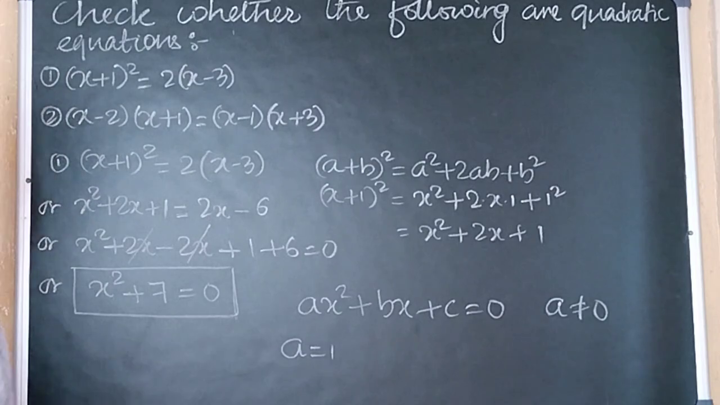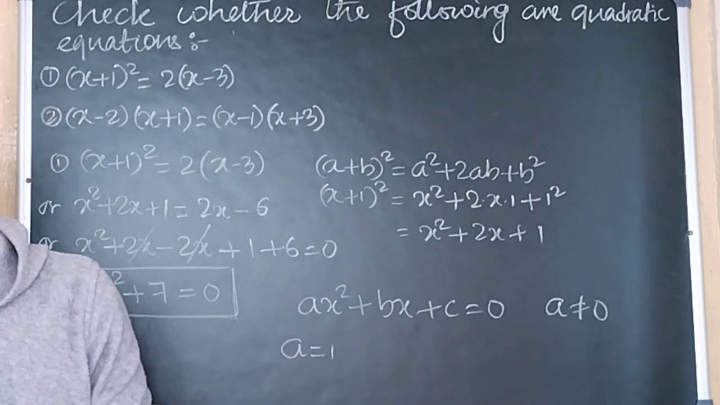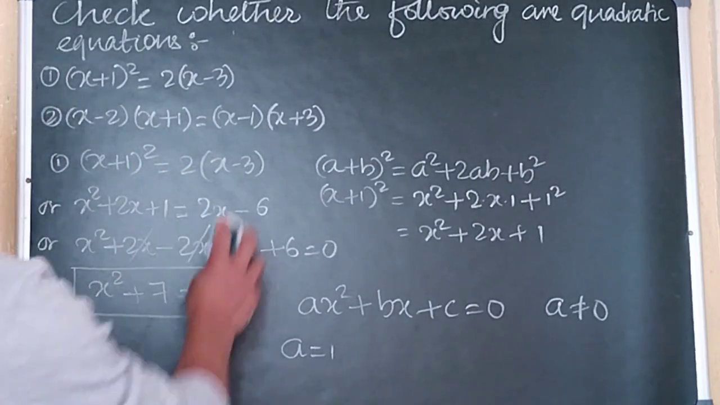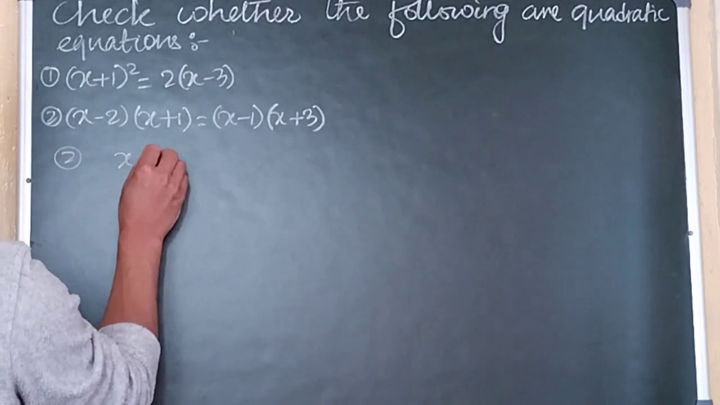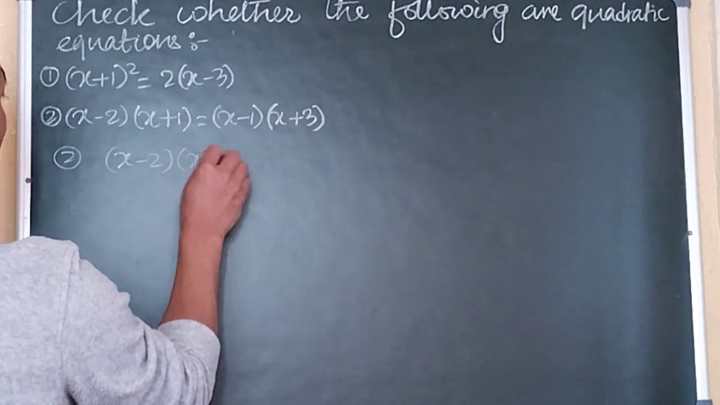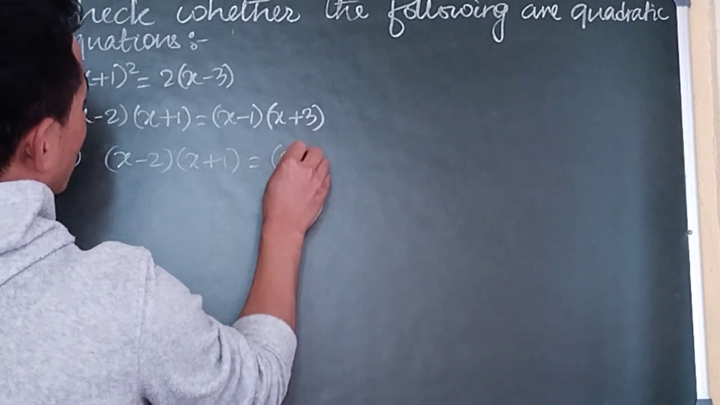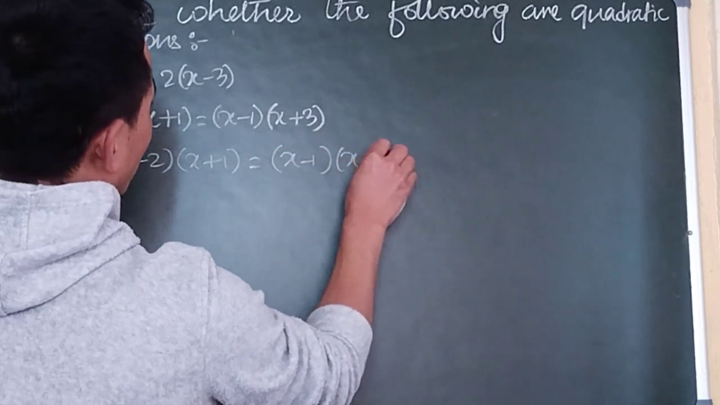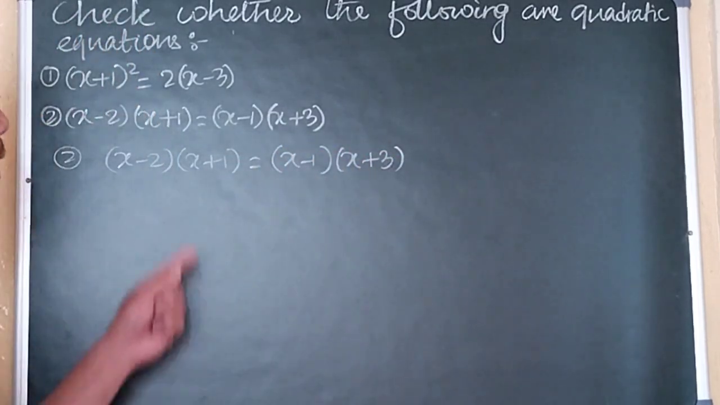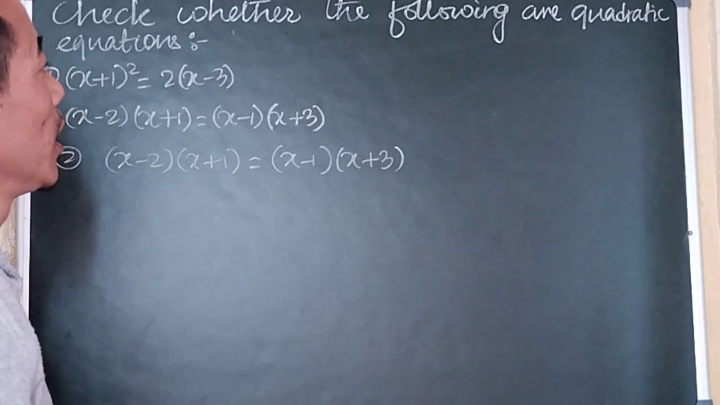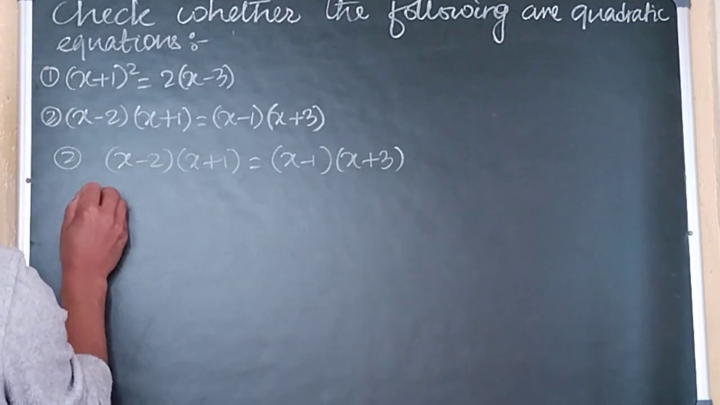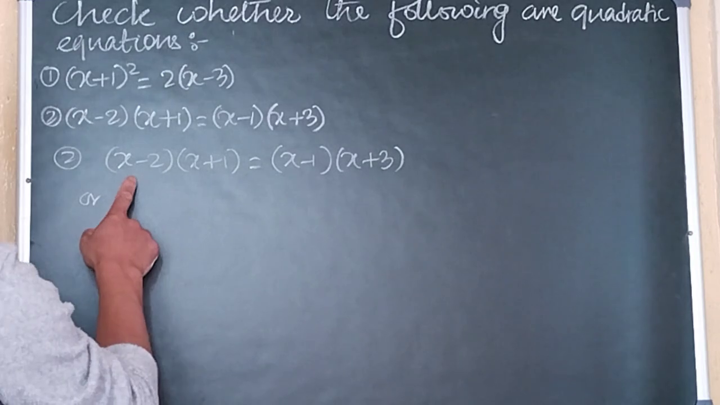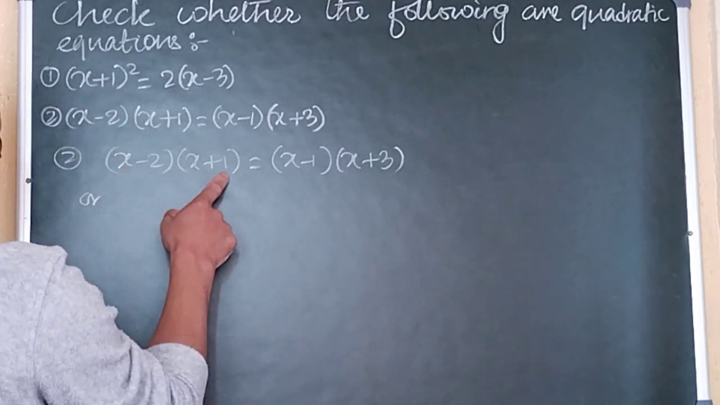Now we will see whether the second equation is quadratic or not. Look at the second equation or second question. We have (x minus 2)(x plus 1) equals to (x minus 1)(x plus 3). So we have to check whether this equation is a quadratic equation or not. So for that we have to do the multiplication here. So we will multiply x with these two terms first.